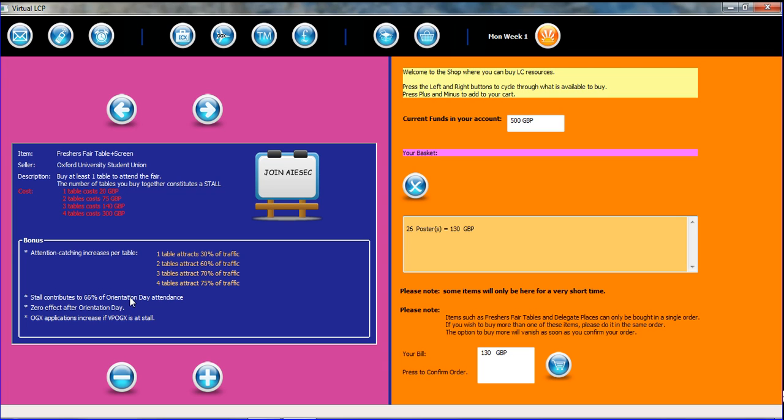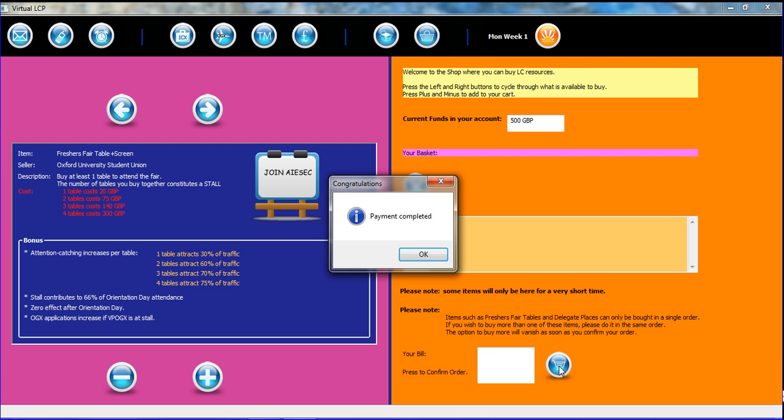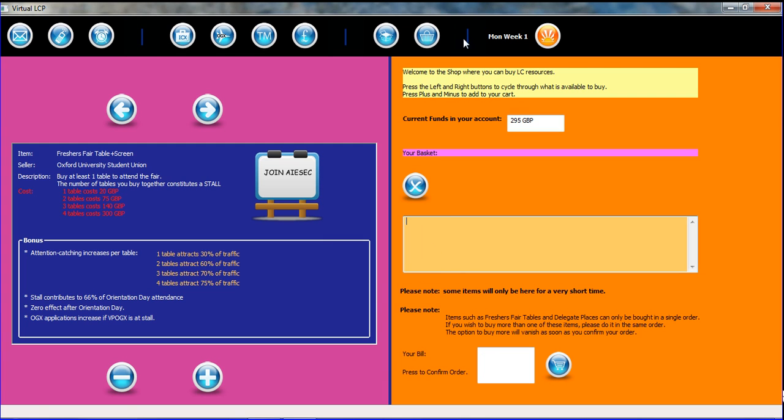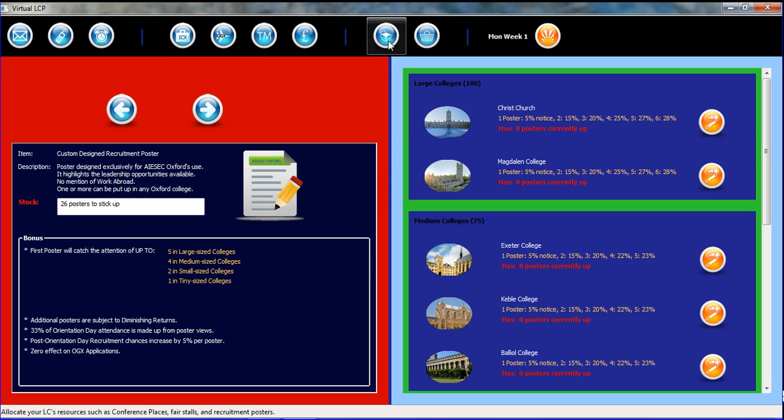This might come back and bite me if I get a low recruitment, but well, we'll go for it. So that's £205. Yep, there we go. Okay, so here's our resources. Now we should see them in here. Oh, custom design recruitment poster. We have 26 of them to stick up, and it catches the attention of up to 5 in large size colleges, 4 in medium, 2 in small.